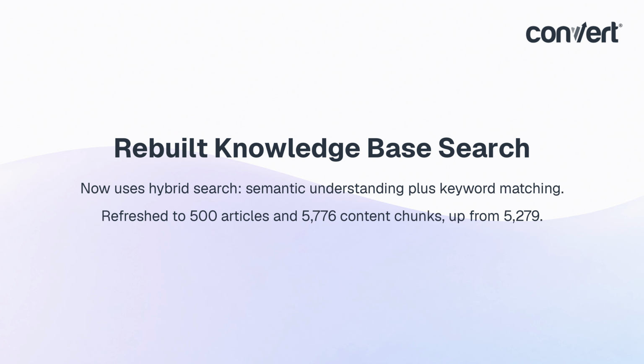Next, the way the MCP searches Convert's knowledge base has been completely rebuilt. The MCP now uses hybrid search, a combination of semantic understanding and keyword matching, rather than keyword-only lookup. The knowledge base has also been refreshed, now covering 500 articles and 5,776 content chunks, up from 5,279. This means when you ask the AI a question about how Convert works, you will have the most accurate and complete answers.